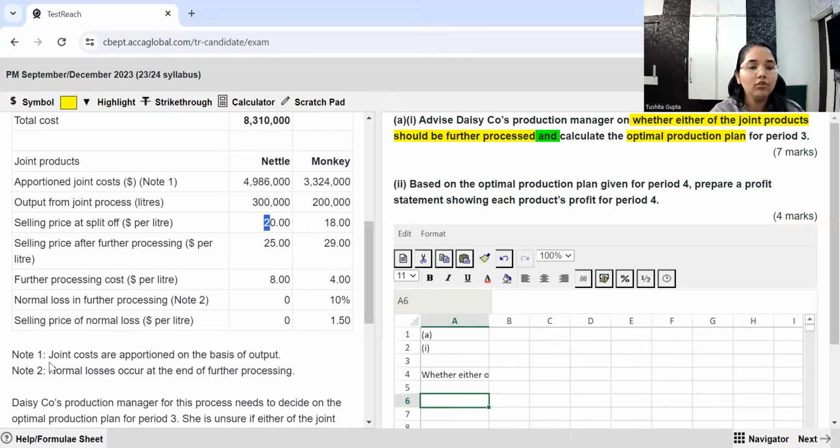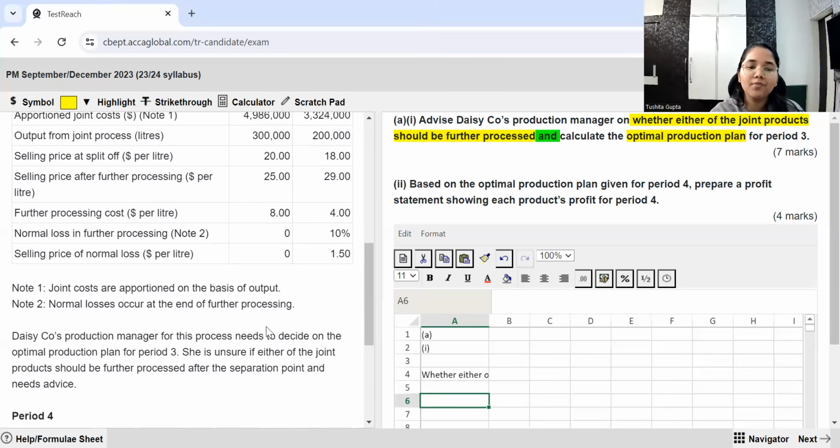Again, let's read note 2. Normal losses occur at the end of the further processing. Then we also have the selling price of the normal loss. Whatever loss, the 10% loss that we will incur in Monkey, the waste that we generate will be sold off at $1.5 per liter. So Daisy Company's production manager for this process needs to decide on the optimal production plan for period 3. She is unsure if either of the joint products should be further processed after the separation point, and she needs our advice, which is the first requirement.